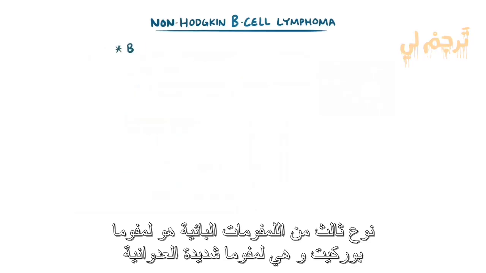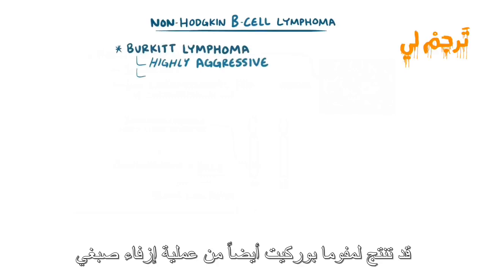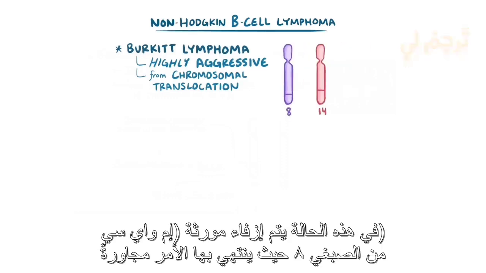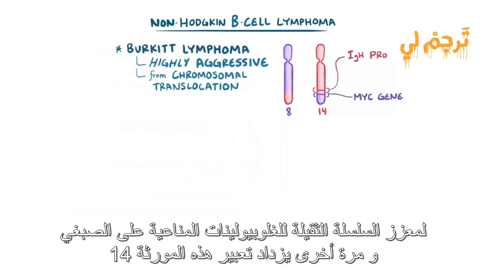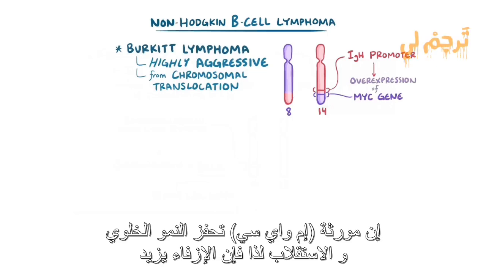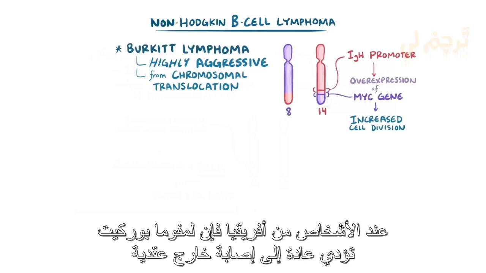A third type of B-cell lymphoma is Burkitt lymphoma, and it's a highly aggressive lymphoma. Burkitt lymphoma can also result from a chromosomal translocation. In this case, the MYC gene is translocated from chromosome 8, where it ends up adjacent to the IgH promoter on chromosome 14. And again, that upregulates its expression. The MYC gene stimulates cell growth and metabolism, so the translocation results in increased cell division.